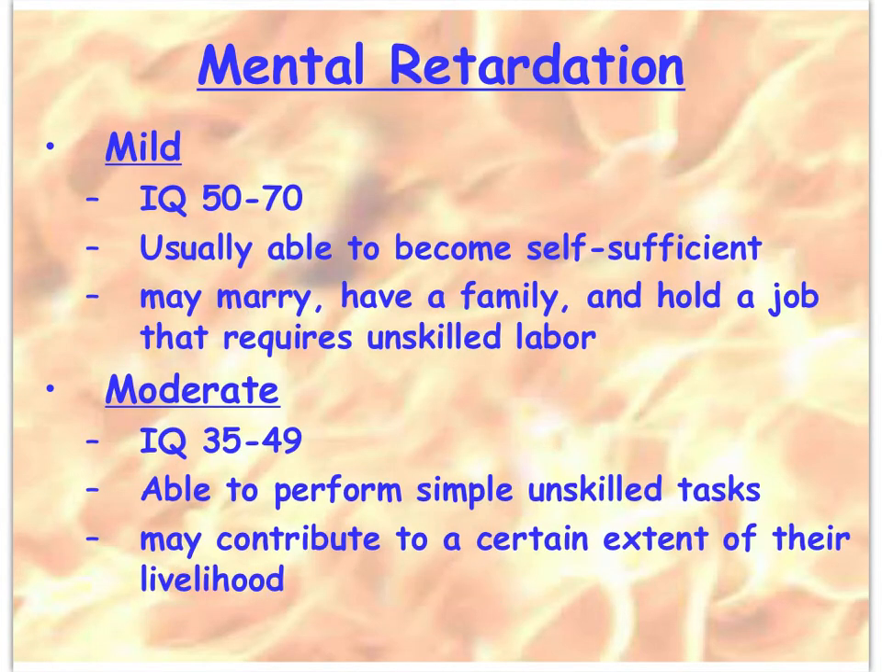The former classifications, I'm just putting there so you have a sense of how it works in terms of the bell curve, but this is not the way it's broken down anymore. When people were only mildly affected, they would have an IQ between 50 and 70. So they were usually able to become self-sufficient. They might marry, have a family, hold a job. Their job would likely require unskilled labor.